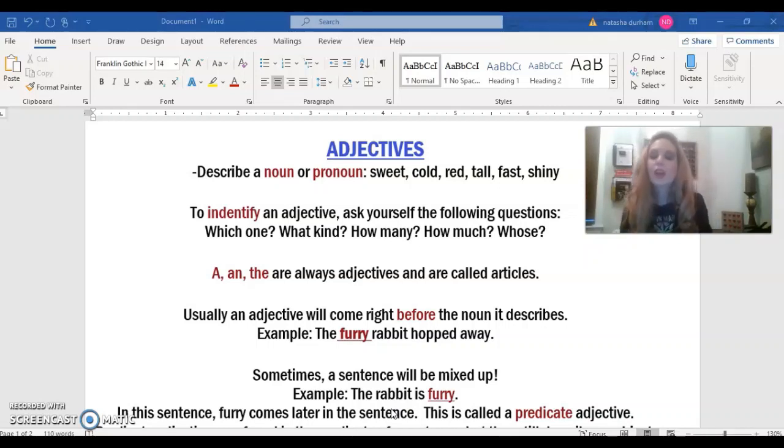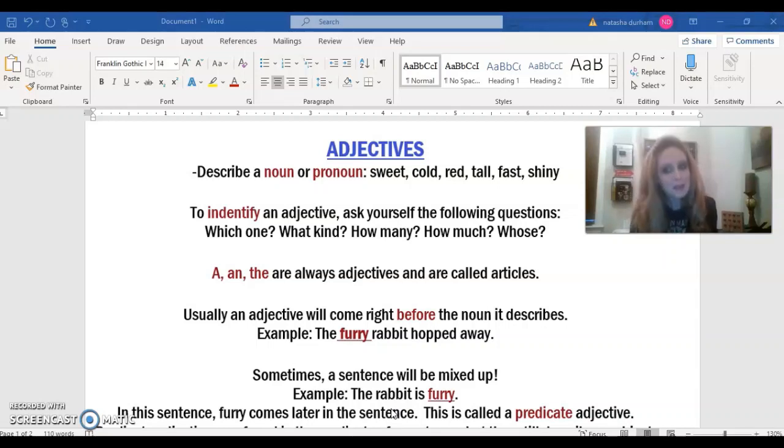Now, if we are trying to identify an adjective or figure out if a word is an adjective or not, there are some questions we can ask ourselves to help us. Those questions are, which one, what kind, how many, how much, or whose. So if we're reading a sentence and we're trying to figure out if a word is an adjective or not, we can ask ourselves those questions.